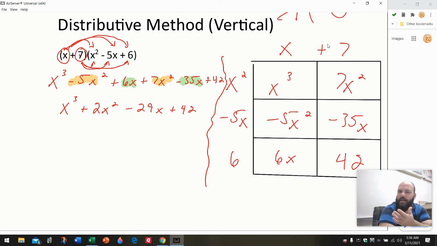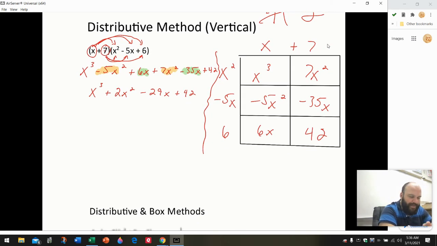So now that we've multiplied everything, we can go ahead and write those things all out. The one nice thing about the box method, once you do multiply it out, you can look through it and find your like terms. So for instance, there's a 6x and there's the negative 35x. And then the other set of like terms is the negative 5x squared and then 7x squared. So we can combine those before we write them out, which makes it a little bit nicer.